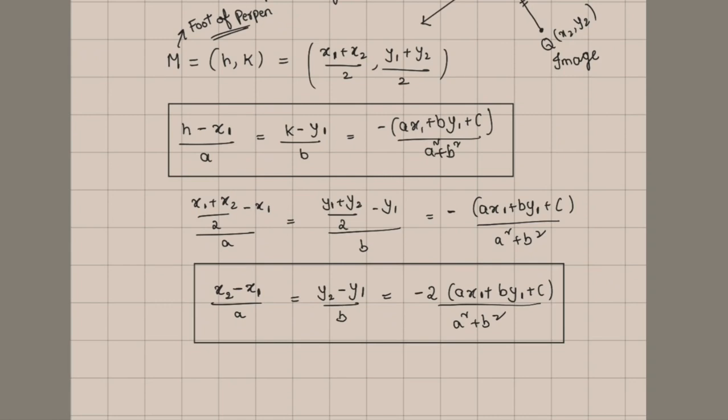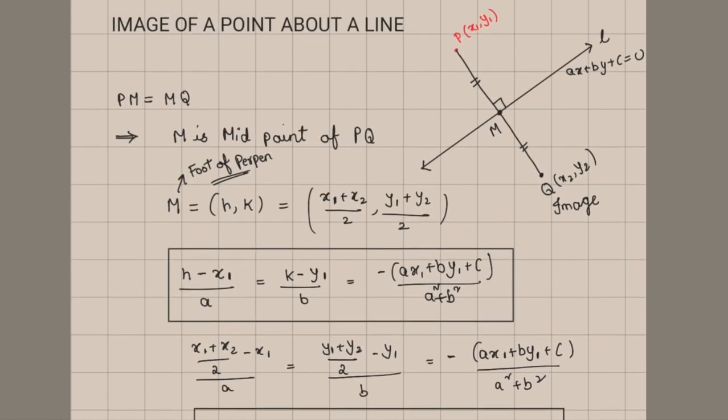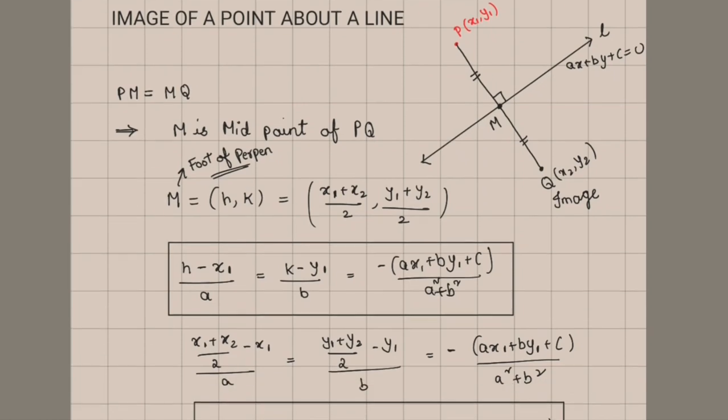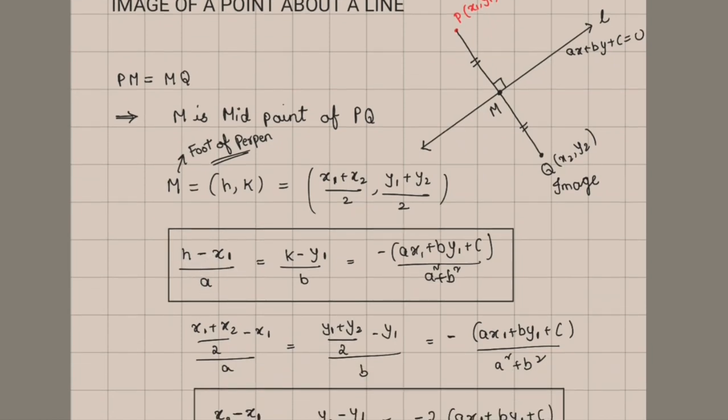See, if you forgot the formula, as we know the two conditions and the concept behind how we got the equation for the foot of the perpendicular, which is that the slope of PQ should be minus 1 by the slope of line L, because the product of slopes is minus 1. So we got one condition. And the other condition is that the midpoint of PQ, which is M, should lie on the line ax plus by plus c equal to 0. If you solve these two, you will get the point M.